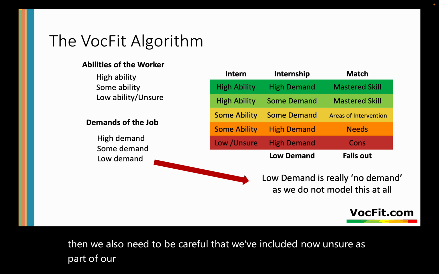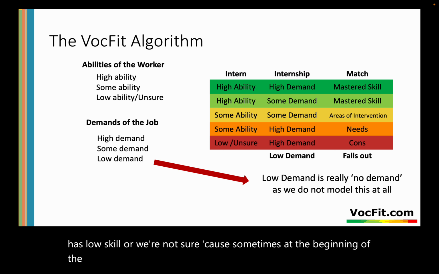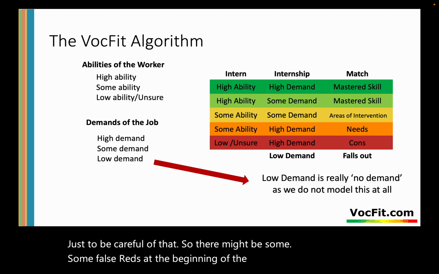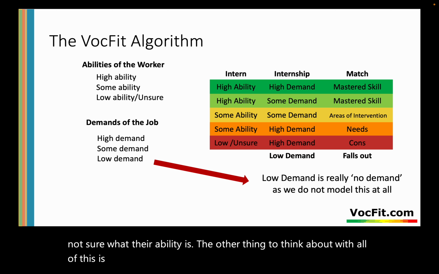Then we're saying someone has a low skill, or we're not sure, because sometimes at the beginning of the project search year we just don't know. So just to be careful of that. So there might be some false reds at the beginning of the year because we're just not sure what their ability is. The other thing to think about with all of this is that low demand falls out altogether.